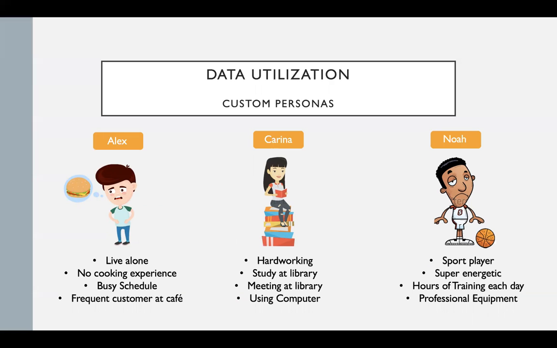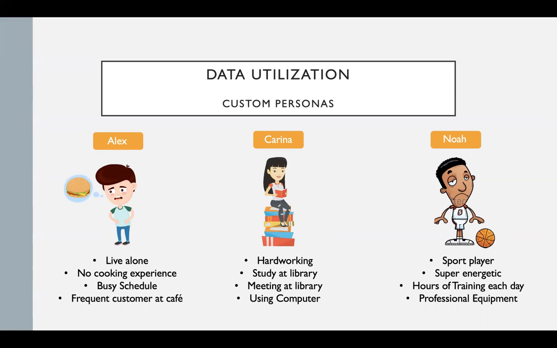Here are three types of personas we designed based on the collected data. We identified cafeteria, library, and gym as the top three areas. We have the first character, Alex. The student would be living on their own and does not know how to cook, so oftentimes they would choose to have their meals at the cafeteria.